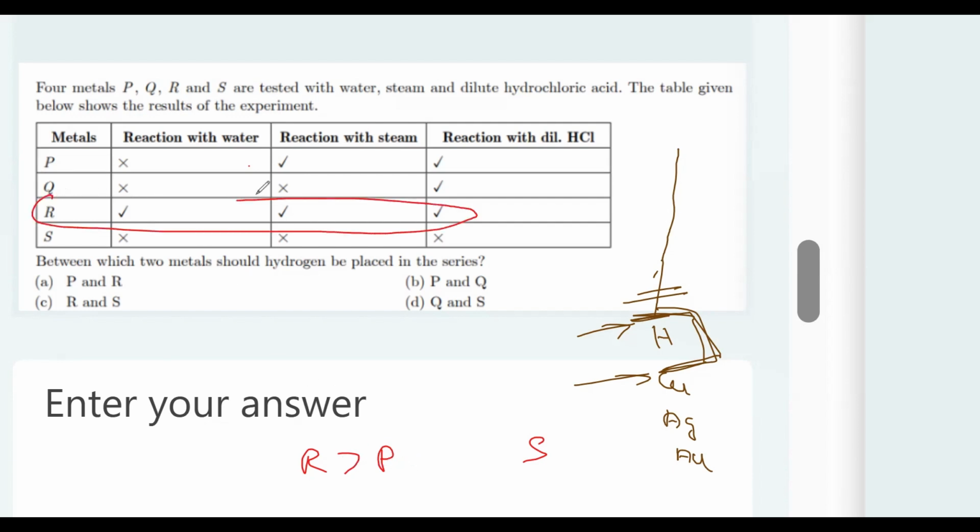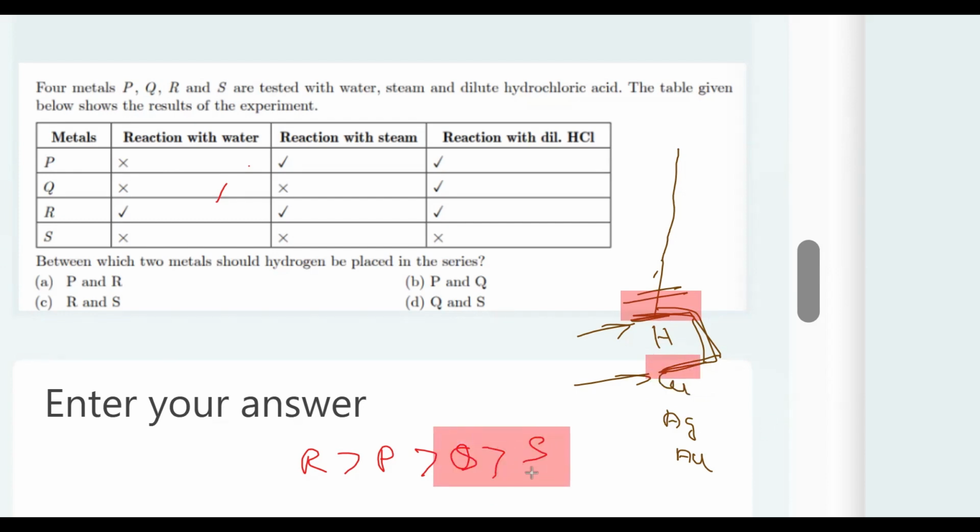Then R is already done, Q is left. Q cannot react with water as well as steam, but it reacts with acid. So the next most reactive metal will be Q here. So clearly, as I said in the beginning, it should be one which is more reactive than hydrogen, and the second which is less reactive than hydrogen. So clearly, the hydrogen should be placed between Q and S. So Q and S, if I look into the options, yes, it is D. D is the correct answer in this.